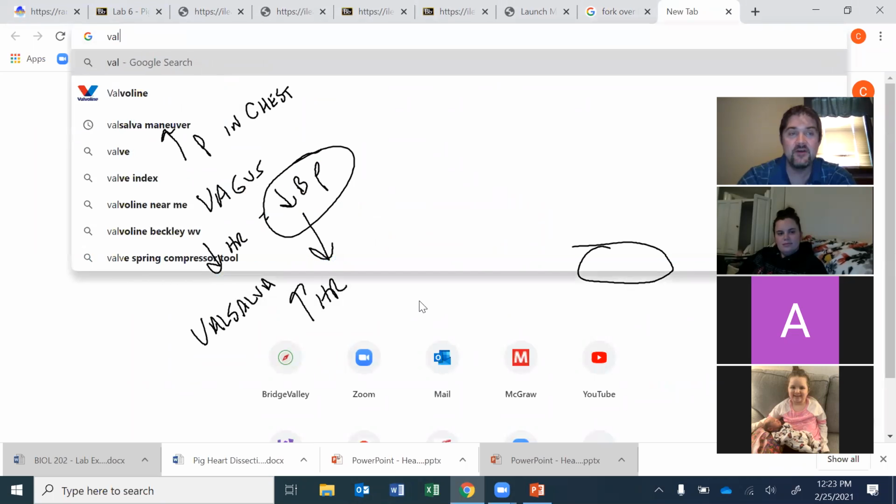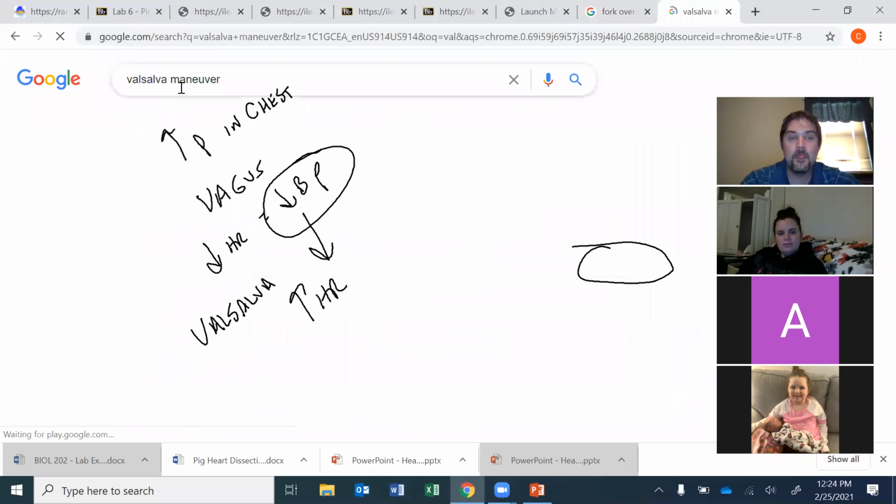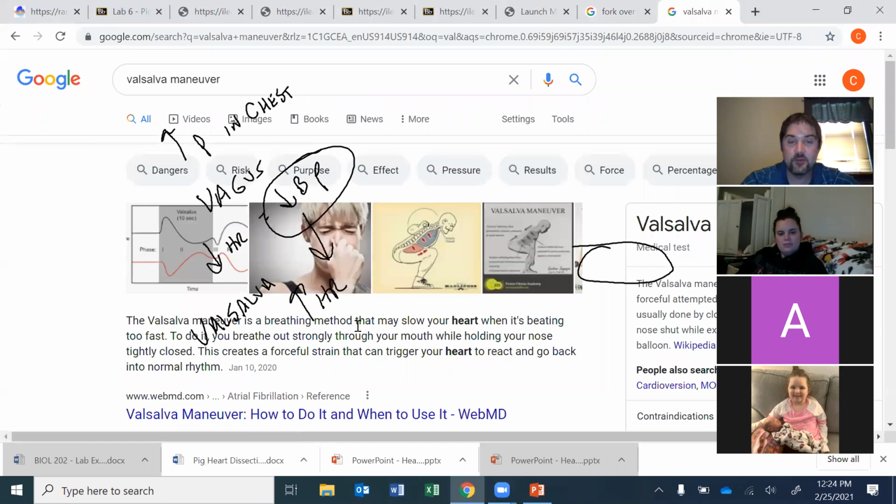And so the Valsalva maneuver, it's a breathing method that may slow your heart when it's beating too fast. To do it, you breathe strongly out through your mouth while holding your nose and your mouth tightly. That creates a forceful strain, which can trigger your heart to react and go back into normal rhythm. That's talking about the vagus nerve. It's increasing the pressure in your chest, and it's triggering the vagus nerve to slow down your heart.